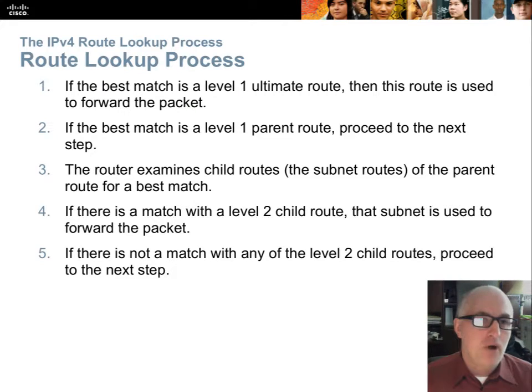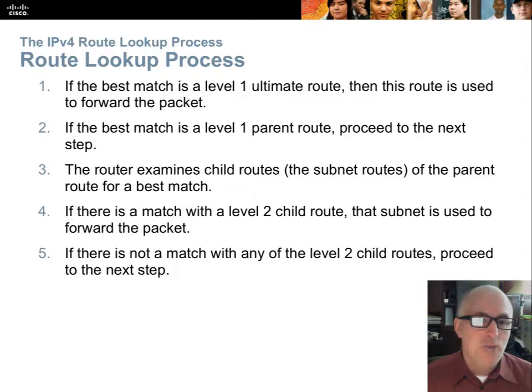So here's the lookup process. This is the logic that a router goes through when it's looking for a route. If the best match is a level one ultimate route, then the route is used to forward the packet, because an ultimate route has all the information you need to go forward. If it's a parent route, it goes to the next step because it wouldn't know the exit interface. The router examines each child route nested under that parent to find the best match. There could be more than one child route that goes to that destination.